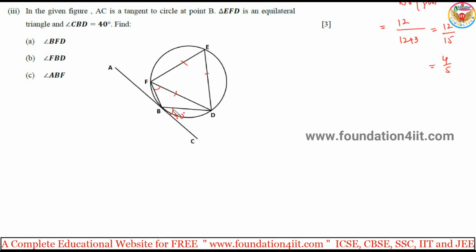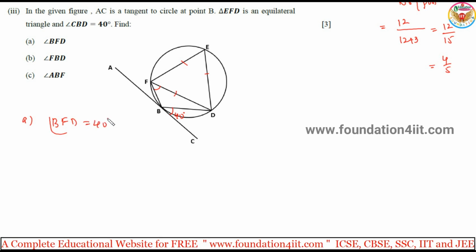Okay, if you use the alternate segment theorem, now if you take this is the chord and tangent, this angle is equal to, according to the alternate segment theorem, angle EFT also is 40. Option A. BFD is also the same, 40 degrees. That is based on the alternate segment theorem.